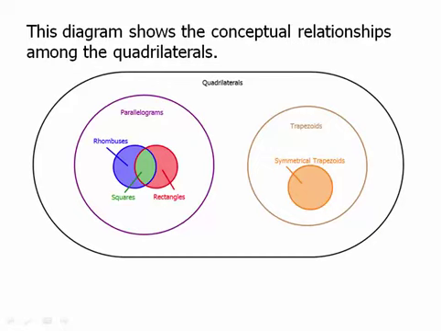Separately, we have the trapezoids. Within the trapezoids, we have the region of symmetrical trapezoids, a special case. And again, the test most likes to ask about the more elite, more symmetrical and special kinds of quadrilaterals, because those have more properties. And so there's more to ask about. That's why the test likes them.